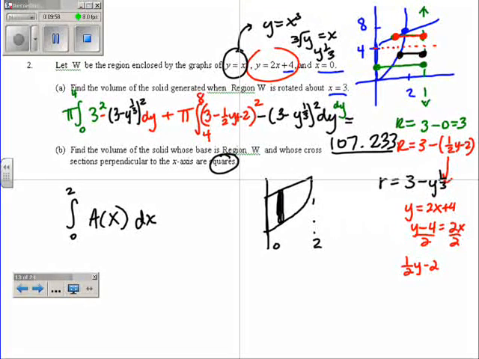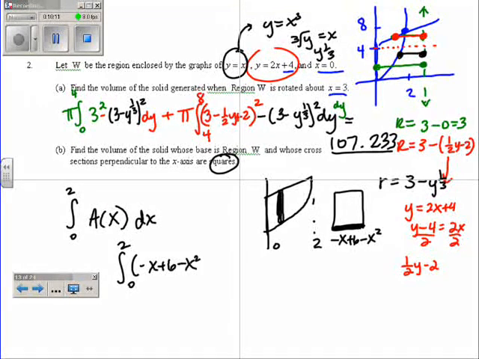So this here represents the base length of our cross-section of a square. Top minus bottom, so negative x plus 6 minus x squared. So we're just going to integrate from 0 to 2, negative x plus 6 minus x squared, squared, because that's the area of a square. Area of a square is side squared. When you do that, you should get 35.352.